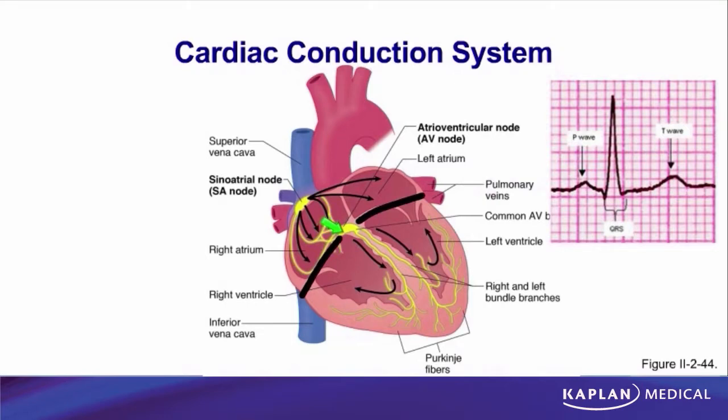In other words, the more the AV node slows down propagation, the longer the PR interval will be. The less it slows down propagation, the shorter the PR interval will be. So the AV node is controlling the length of the PR interval. The SA node is controlling the frequency of this tracing. Okay? How many times a minute we'll see this tracing. So that's what the cardiac conduction system is.